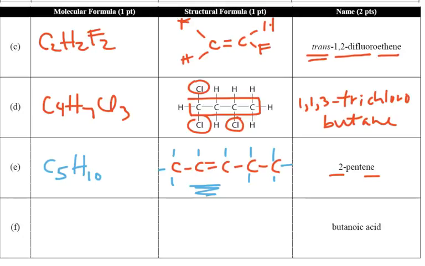Now the last one, butanoic acid. Butanoic acid. So we know the acid means C double bond O, O and H. And the butanoic part means 4 carbons all together. So we have 4 carbons total, C with a COOH group. We'll go back and put some hydrogens in, and that would be our butanoic acid.